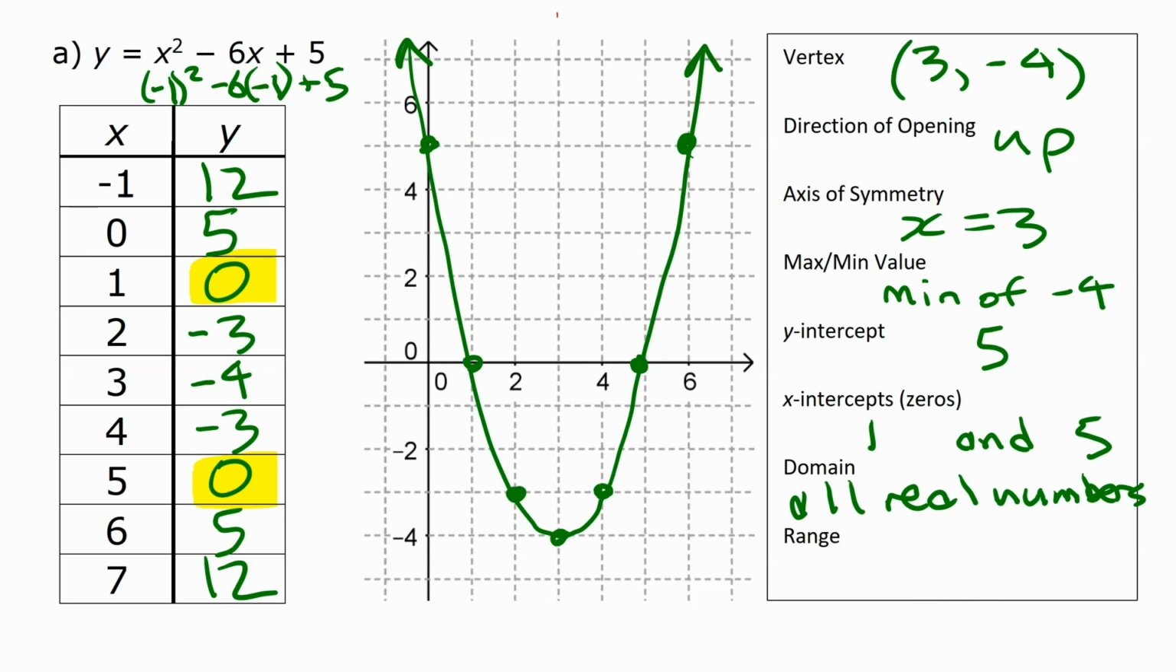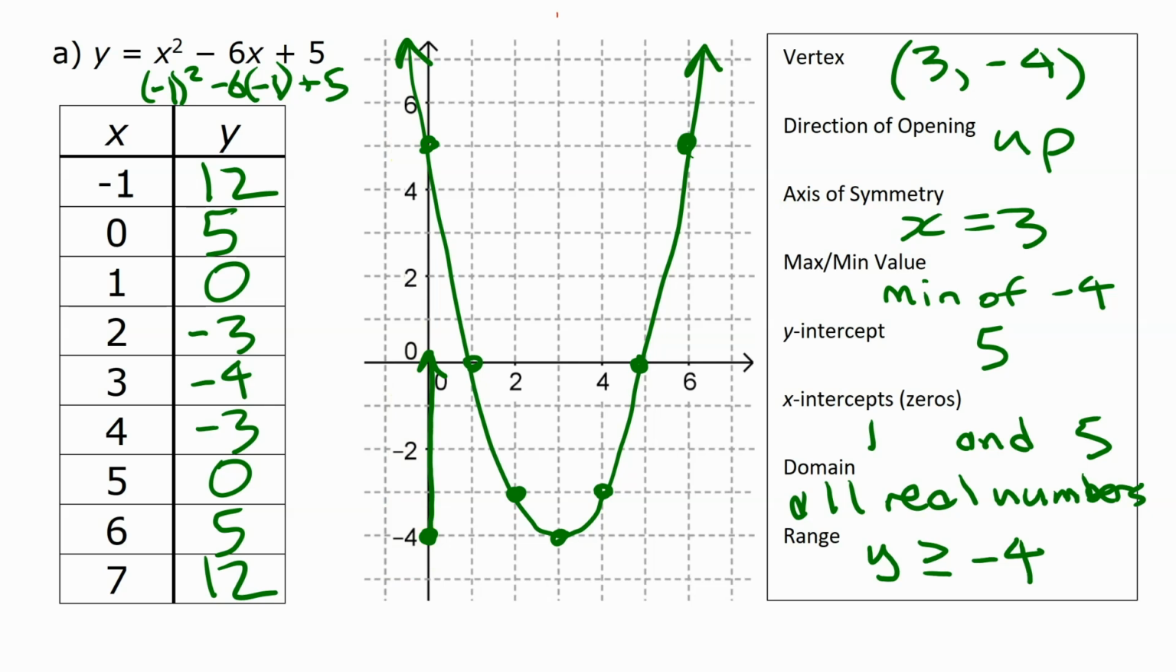And then as far as the range goes, the range is the possible y values. And as we looked at before, this was the minimum. So our range is going to cover everything from -4 and up. So we're looking at values of y that are -4 and greater. So how we can write this is we can say that y is greater than or equal to -4.